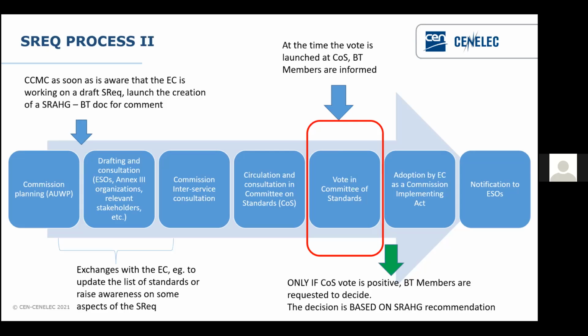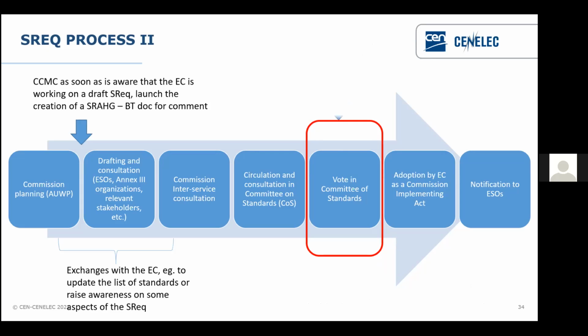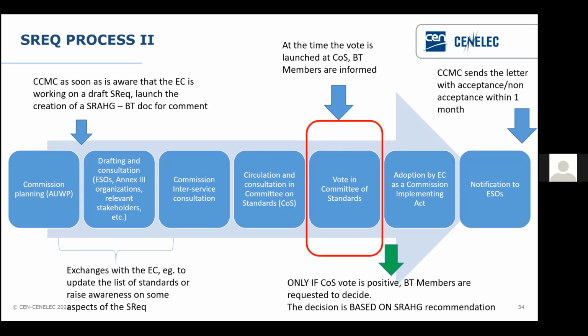So after 1 month, the member states in COS vote. Only if the vote is positive, the technical board's members are requested to take a decision. This decision is based on the SRAG recommendation, as we saw before. So in case we receive the information from the European Commission that there is a positive opinion in the Committee of Standards by the member states, and therefore it means that basically the standard request has been approved, we launch the vote in CEN-CENELEC, in the technical boards.